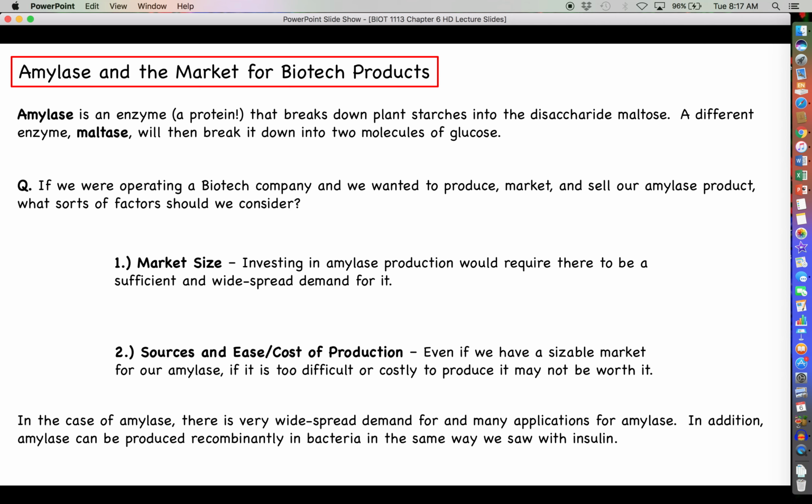But as we've said before, if you're producing a protein, then probably one of the best ways to go about mass producing it is to transform bacteria or other cells with the amylase gene and then get them to mass produce it recombinantly, the same way that we saw with insulin and TPA.